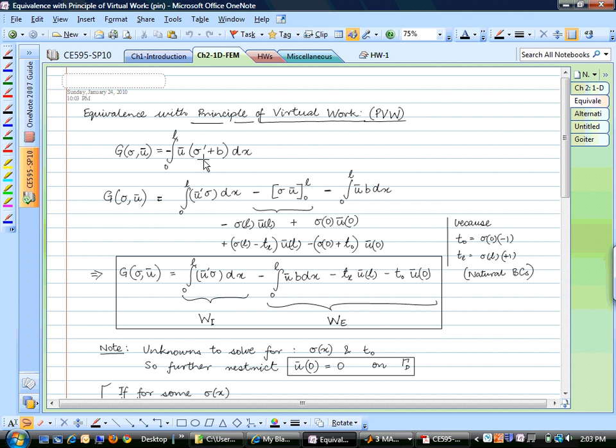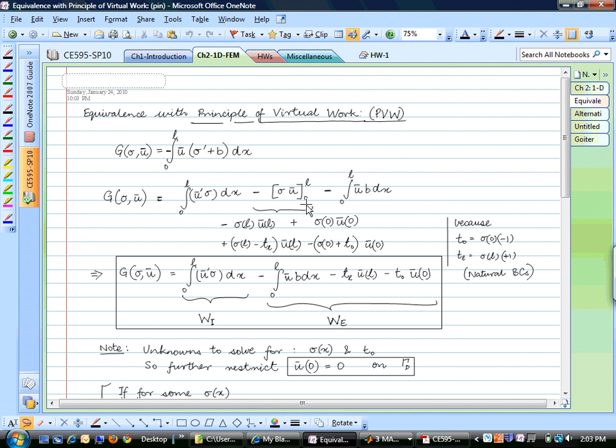So we take this div s plus b, multiply it with u bar, and now we are going to do integration by parts. The first term is going to lead us to transfer the derivative from sigma over to u bar, and this is the term that we get. Plus we will get some boundary term, and that boundary term is nothing but this. Are you able to see that if you do the integration by parts for this term, this is what you will get?